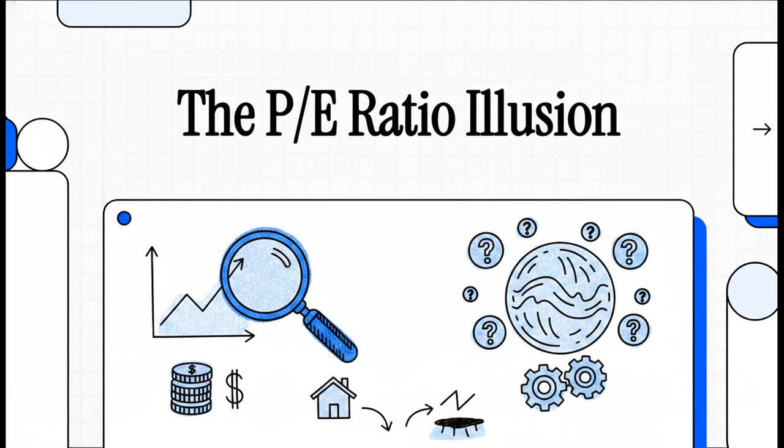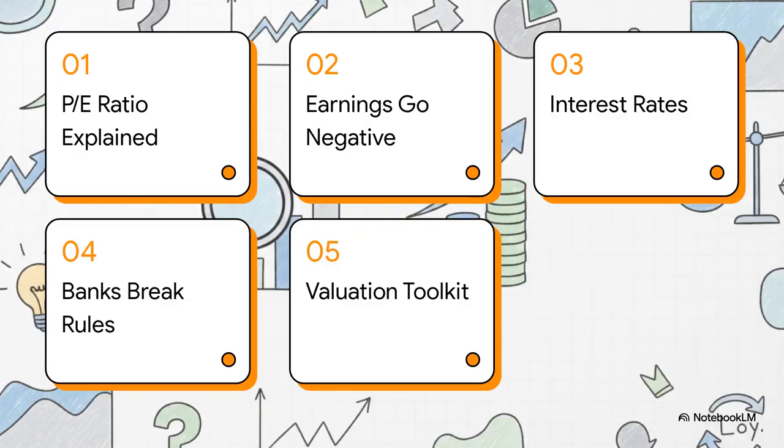So today we're demystifying how this ratio really works, when it completely falls apart, and how to look past the illusion to find out what a stock is truly worth. To make sense of all this, we've structured this explainer into 5 quick steps. First, the PE ratio explained. Second, what happens when earnings go negative. Third, the interest rate connection. Fourth, why banks break the rules. And finally, building a valuation toolkit.